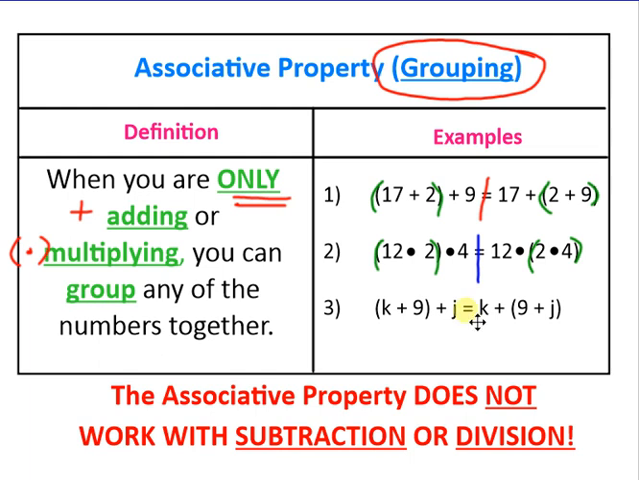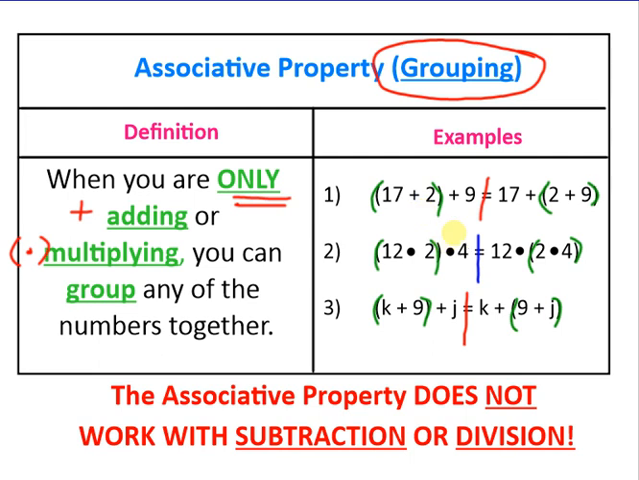Last example, here's my equal sign. Here I'm adding some variables in, but it works the same way. I have K, 9, and J, in the same order on the other side, K, 9, and J. But I'm grouping them differently. Here I'm grouping K and 9, here I'm grouping 9 and J. The point of the associative property is that no matter how you group it on each side of that equal sign, you're going to end up with the same answer.